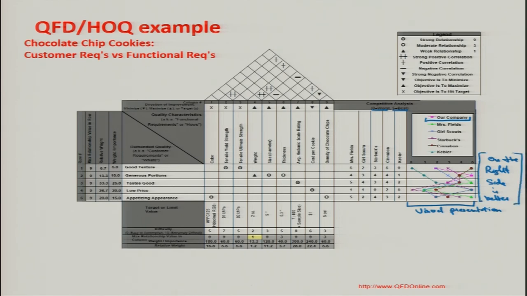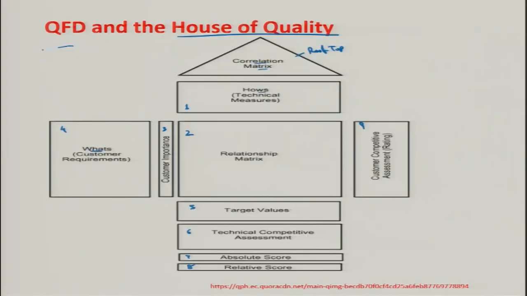So, what have we got from this house of quality? We haven't completed our quality function deployment yet. We have just converted the customer's quality to the quality characteristics. Customer's quality is good texture, generous portion, taste, cost, and the quality characteristics are color, tensile strength, then weight, size, thickness, all those things. We have got a rating for the quality characteristics here. Now, we can move further.